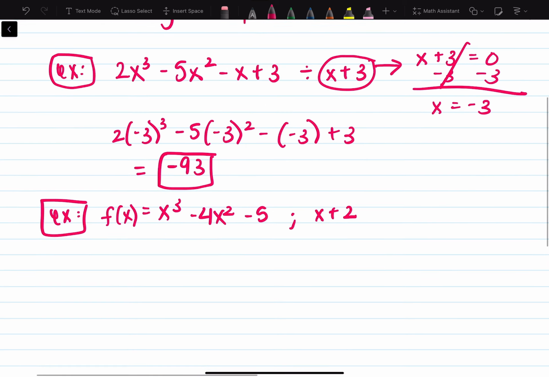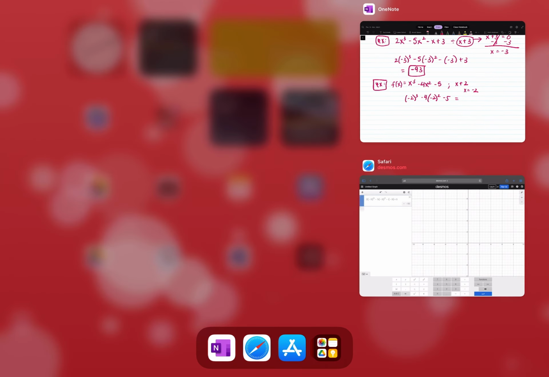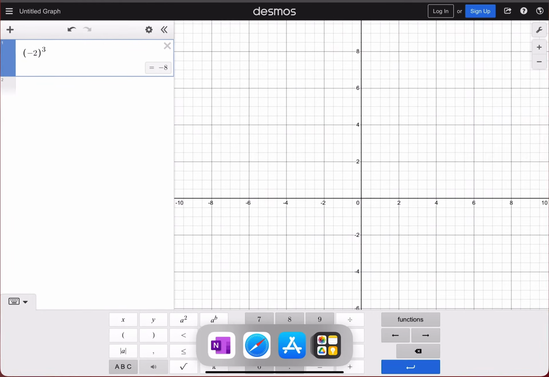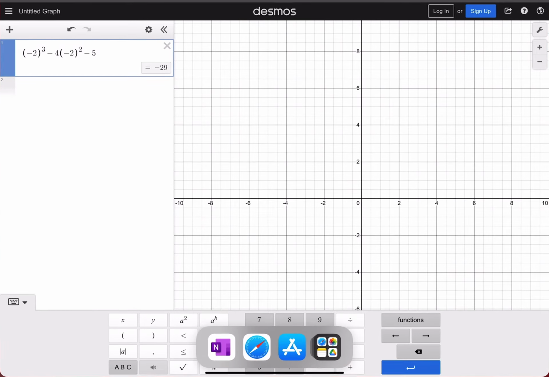So in this situation, I am going to go ahead and input a value of negative 2 into my polynomial. So this would be negative 2 cubed minus 4 times negative 2 squared minus 5. Input that onto your calculator, which will give us (negative 2) cubed minus 4(negative 2) squared minus 5. That goes ahead and gives me an output of negative 29.